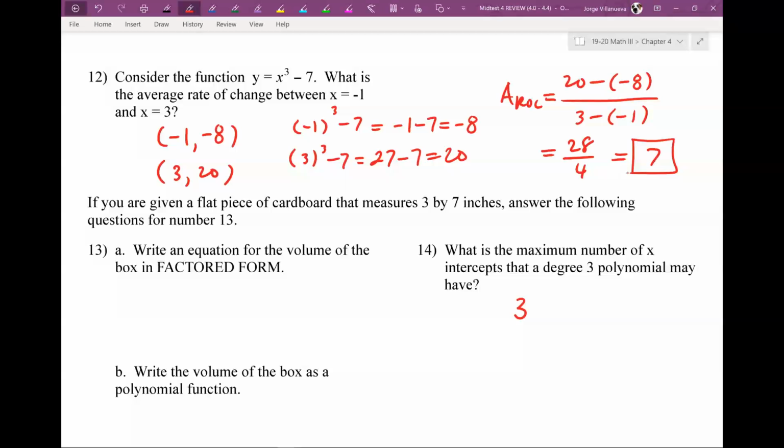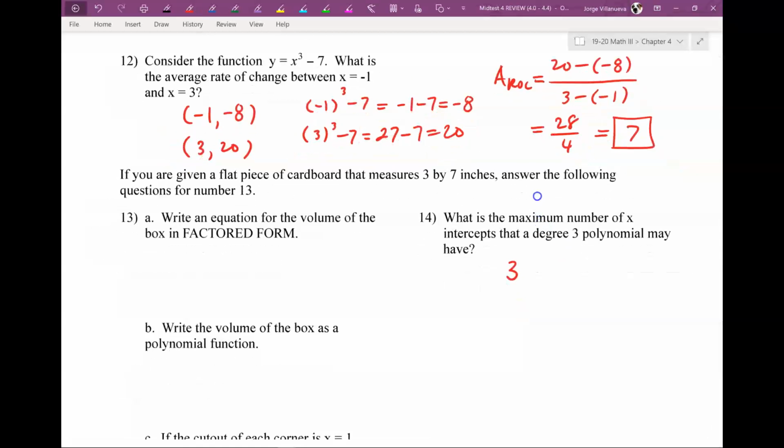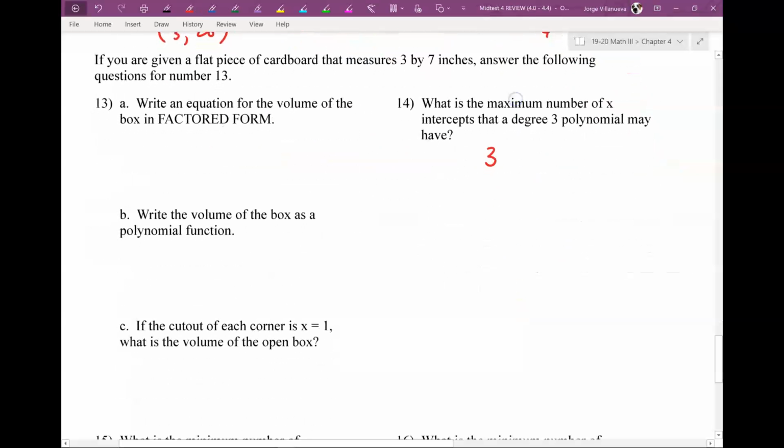And then after this we got 13, which is that big word problem, but it's been condensed. They didn't make it 6 parts, they made it 3 parts. It's actually pretty easy compared to the stuff you guys did in your group test. So let's look at that one. All right, number 13. So 13 says, you are given a flat piece of cardboard that measures 3 by 7 inches. Answer the following questions for number 13.